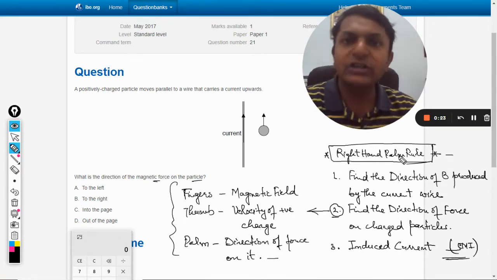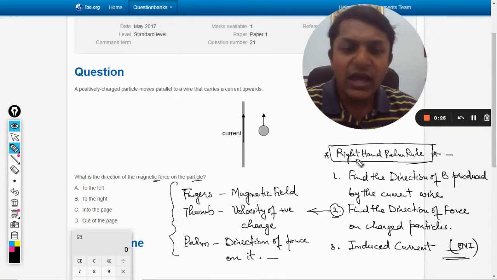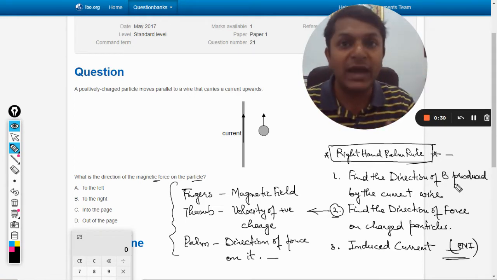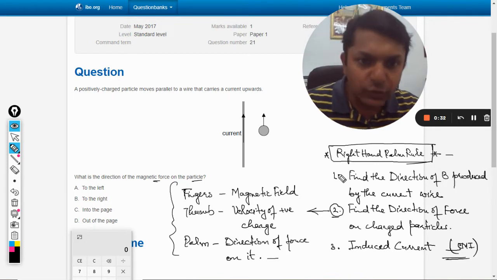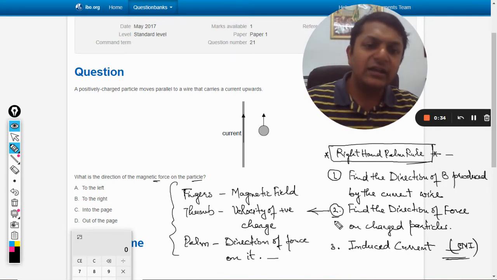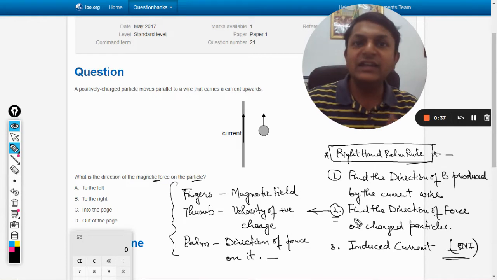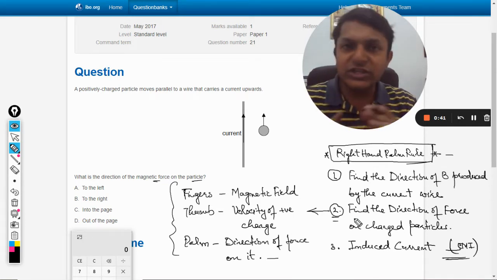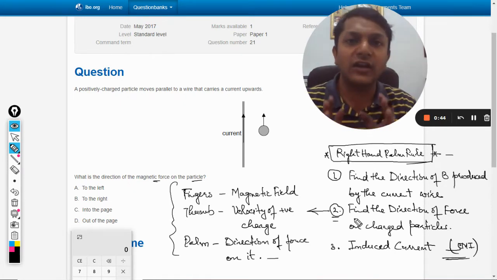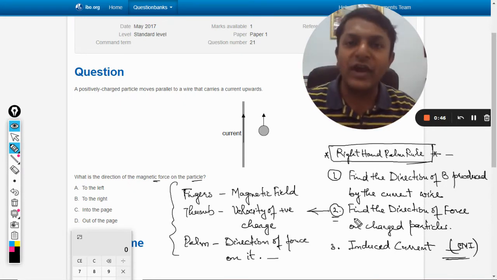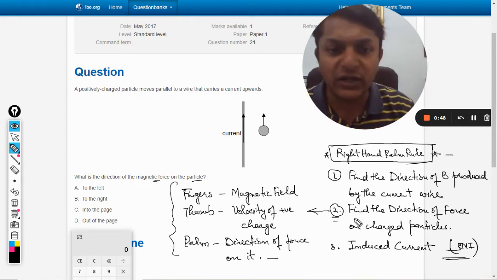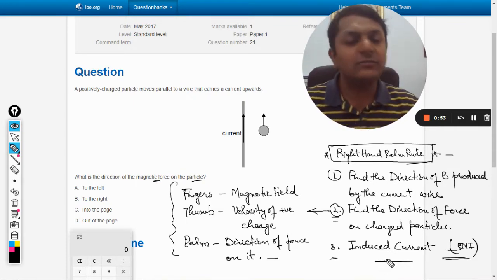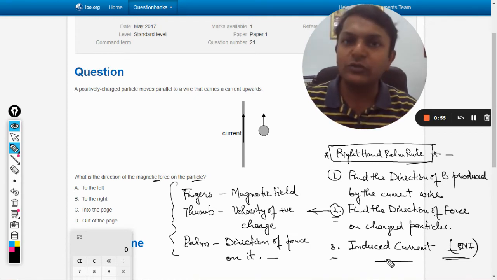The right hand palm rule is of three types: type 1, type 2, type 3. Type 1 is used to find the direction of the magnetic field produced by an electric wire. We would be using this law here, and the second law, which finds the direction of the force on a moving charged particle. Both of these laws are required to find the actual force on the charged particle. The third type is used in the case of induced current, and that is not the case here, so we are not going to discuss that.